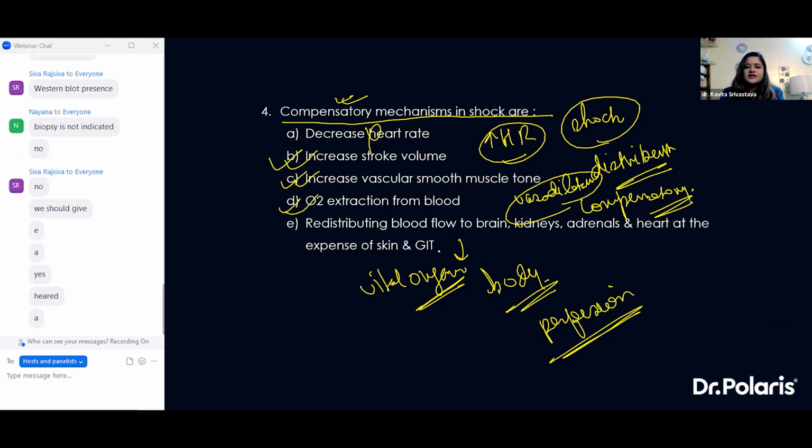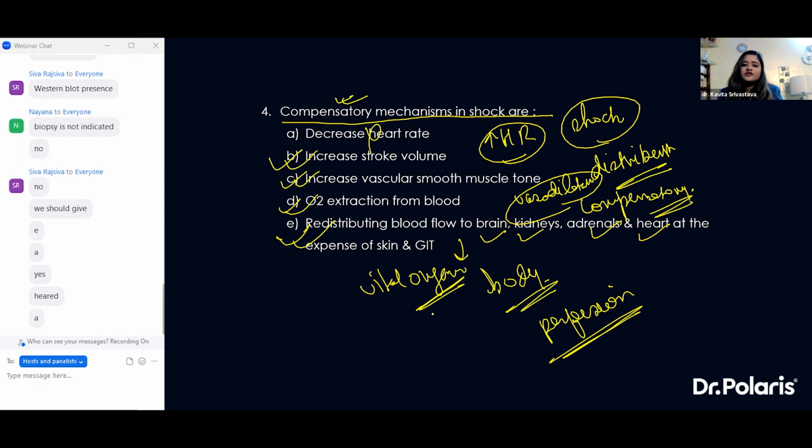Is that right? So in the stage of shock, the body is actually trying to save the vital organs. From the less important organs of the body like skin and GI tract, all the important fresh blood would start to get redistributed towards the vital organs, that is brain, kidney, adrenals, and the heart. So this is the compensatory mechanism that happens in a stage of shock.